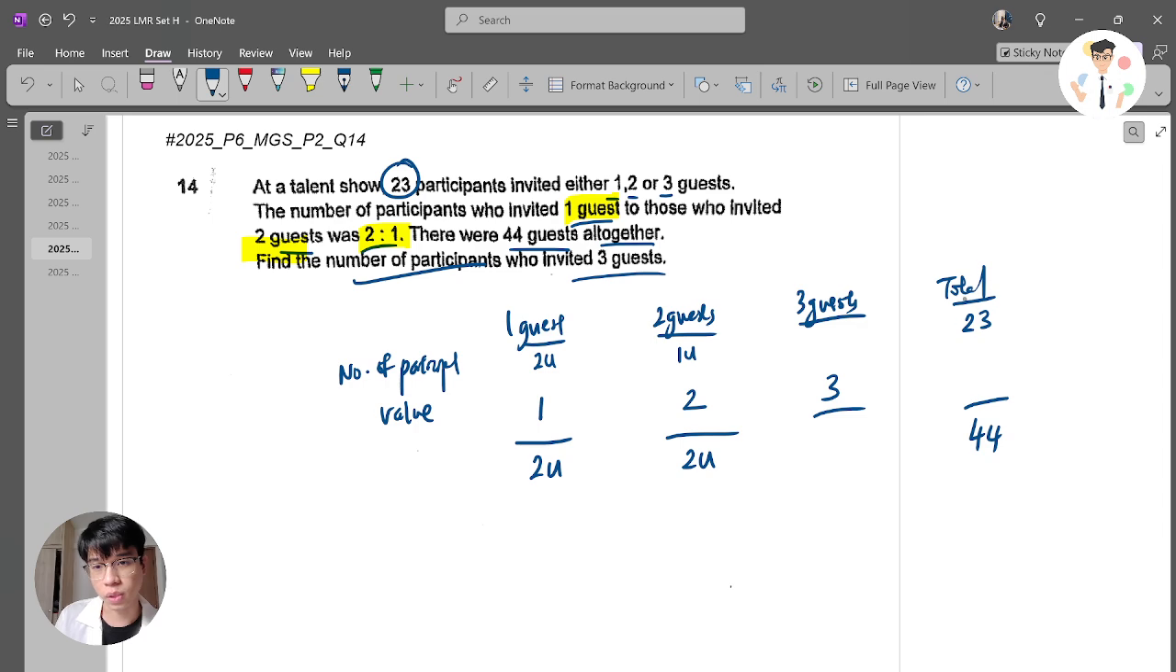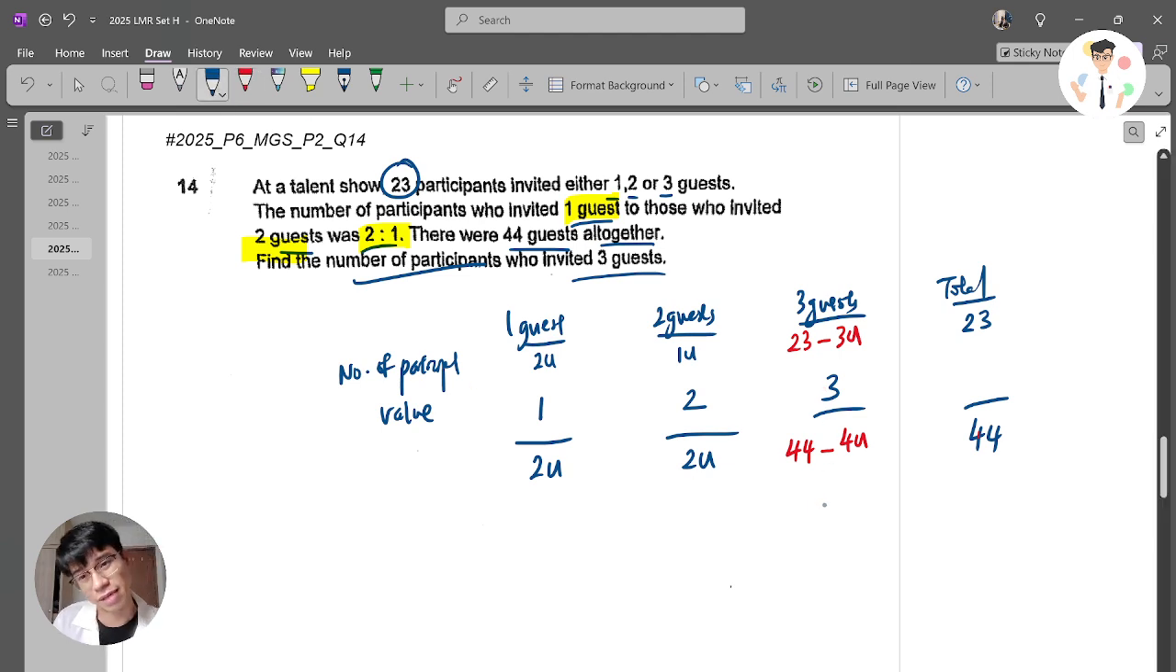What I know is 23 minus 2 minus 1 will be here. What I know is 44 minus 22 minus 22 will be here. So what I can try to do is, because this plus this is equal to this one, right? So I can say that here is actually 23 minus 2u, 1u means 3u, right? Here will be actually 44 minus 2u, 2u means 4u, right? And this times 3 equal to this. Maybe slightly confusing.